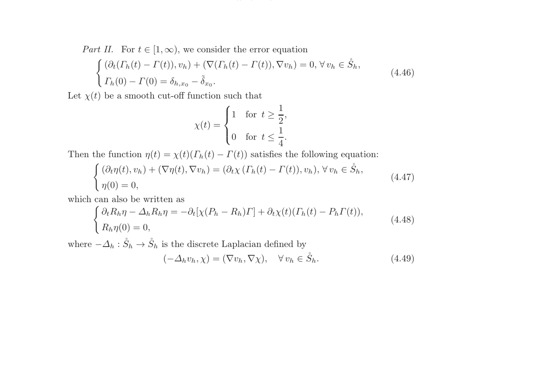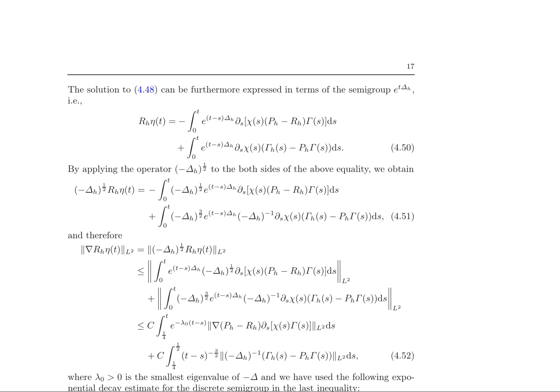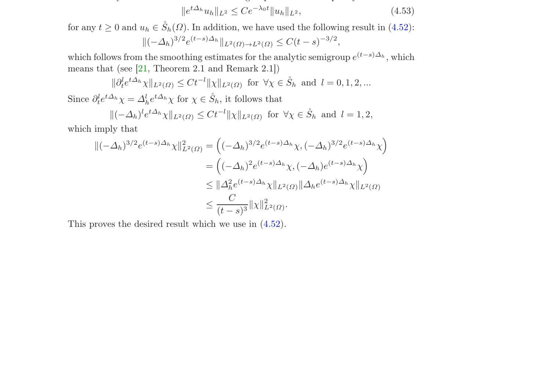The solution to equation 4.48 can be expressed in terms of the semigroup e^{Δ_h t}, as shown in equation 4.50. By applying the operator (−Δ_h)^{1/2} to both sides of this equality, we arrive at equation 4.51. This, in turn, yields an estimate for the norm of the gradient of R_h η, t, given by equation 4.52.